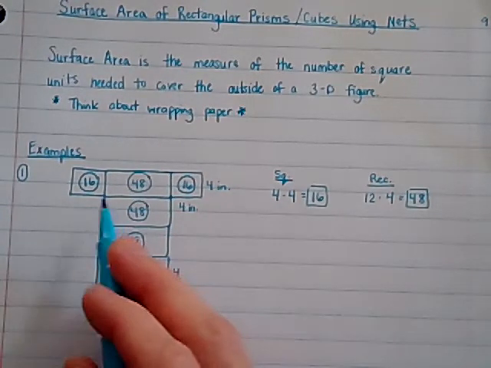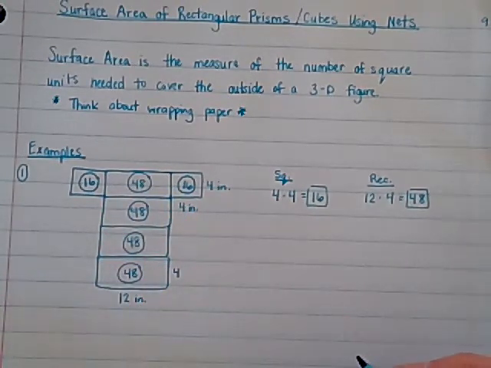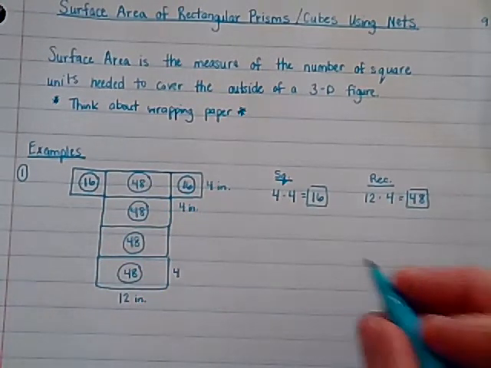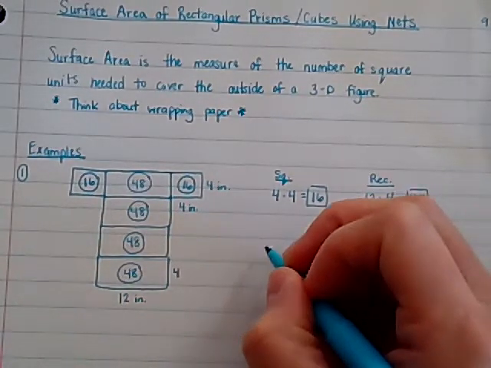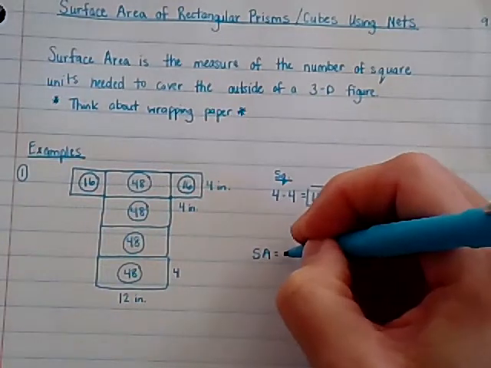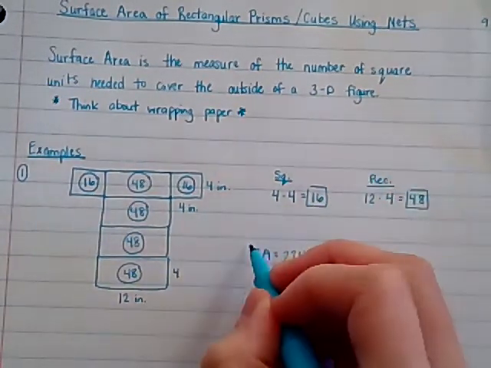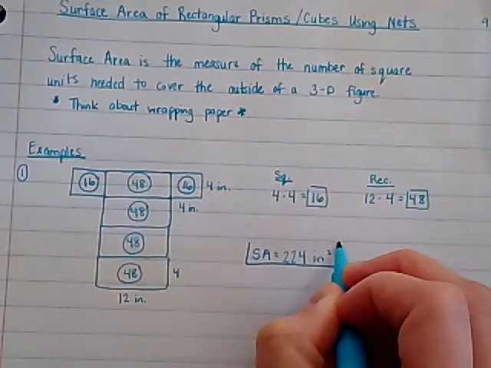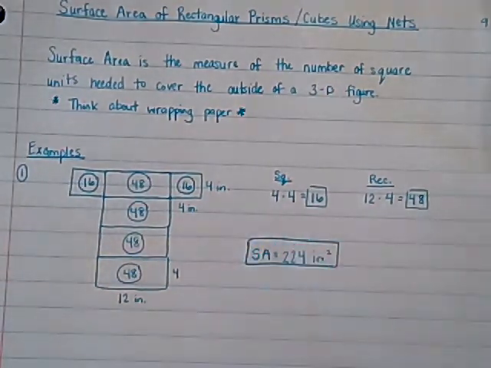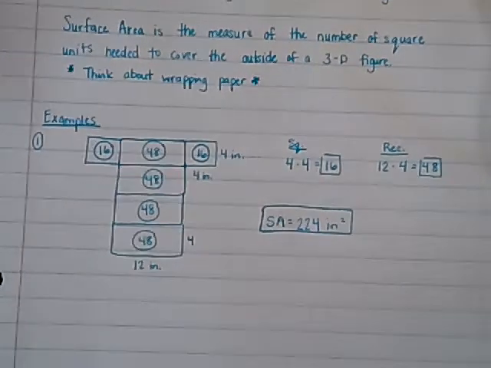And now my last step is to add up all of these areas together to get the final total surface area. You can add them all up or you can multiply them real quick. Either way, when you add all these sides up, you're going to end up getting 224 inches squared. And that's your final answer. Okay? All right, let's try another one.